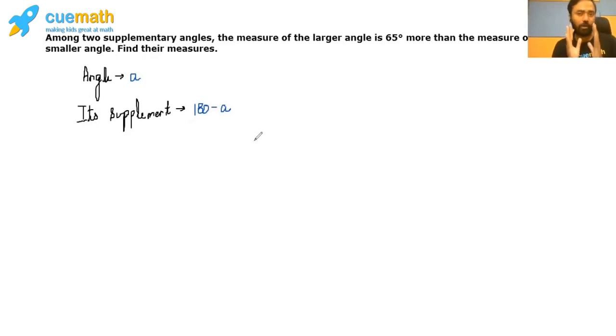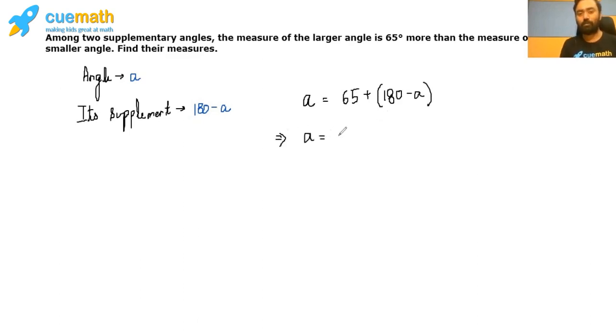Now let's look at the condition given in the question. It says that the measure of the larger angle, let's consider the larger angle is A, is equal to 65 more than the measure of the smaller angle. So 65 more means it has to be added to the measure of the smaller angle, which is 180 minus A. Now let's solve this equation to find the value of A. If we solve this, we get A equals 65 plus 180 minus A.